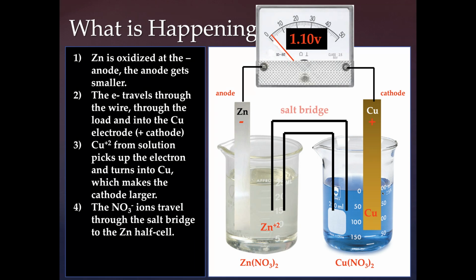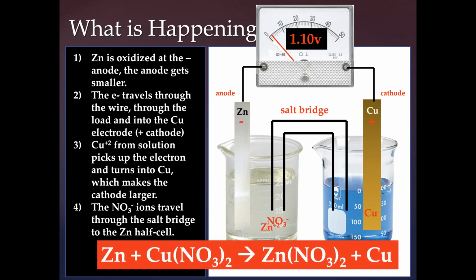Then the nitrate ions go through the salt bridge to complete the circuit. And that is the completed reaction. And this just continues to happen constantly until eventually either the anode gets completely dissolved or all the copper ions in the cathode get reduced. The anode is the negative electrode, the cathode is the positive electrode, and electrons always flow from anode to cathode through the wire and through the load.